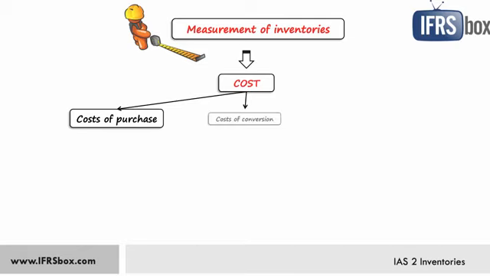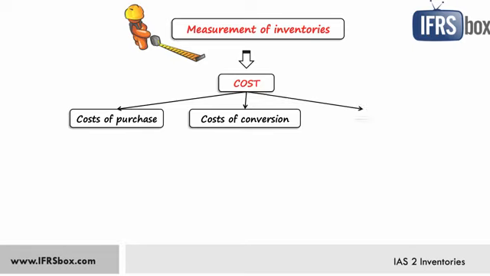And next, we have costs of conversion. And these are the costs directly related to the units of production like direct materials, direct labor, and also production overheads allocated on a systematic basis. The third element is other costs, and we include any other costs into the cost of inventories only if they are incurred in bringing the inventories to their present location and condition.